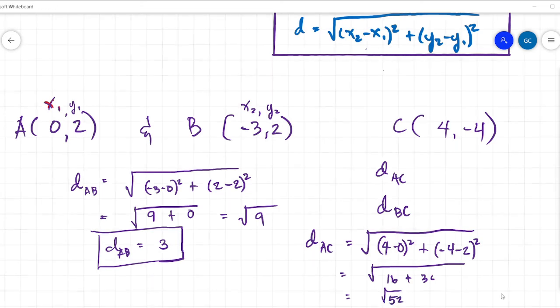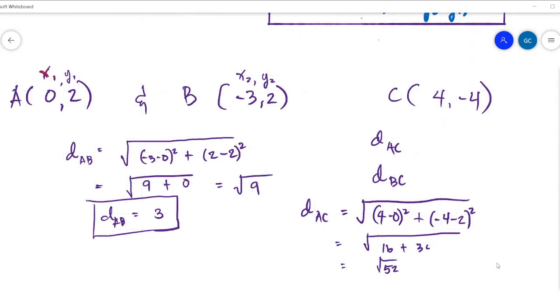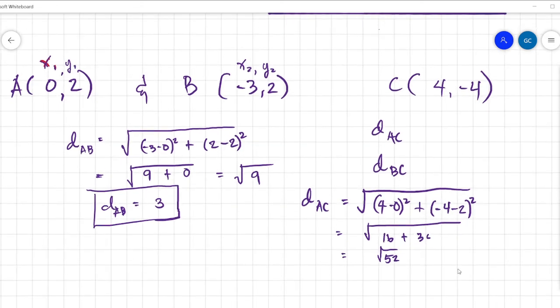Please check if I got that right. And ultimately, I think there is no simplification for the square root of 52. Try 16, 25. So that's it. We have here the square root of 52.